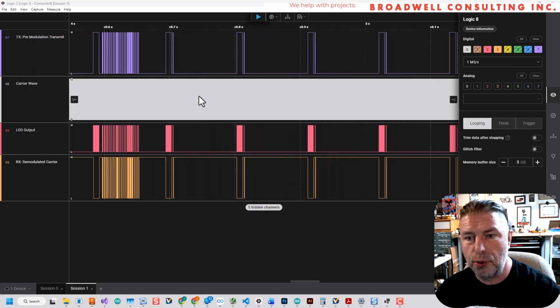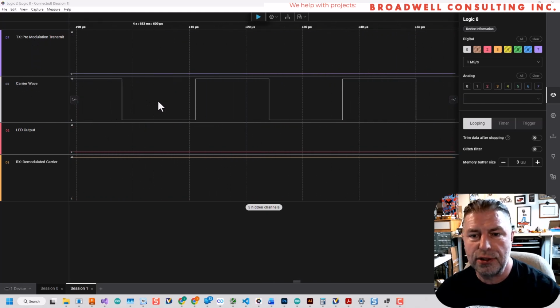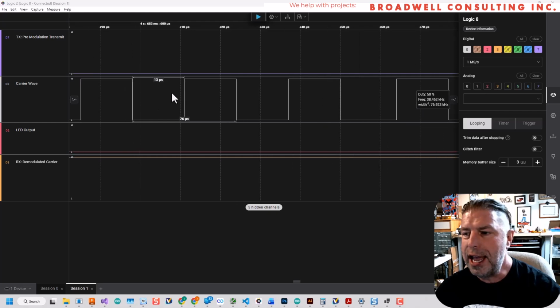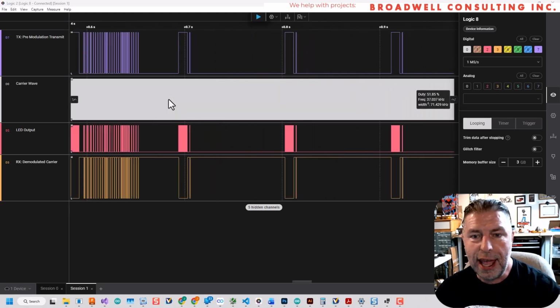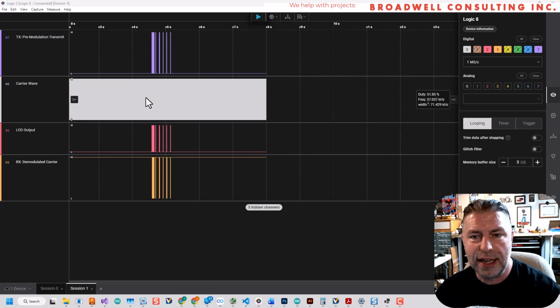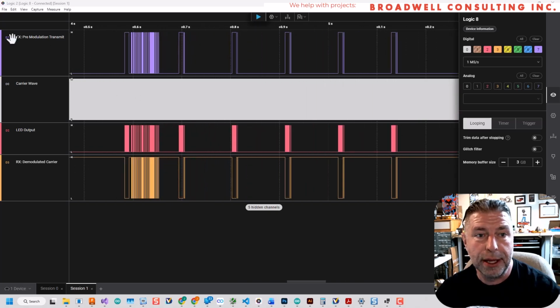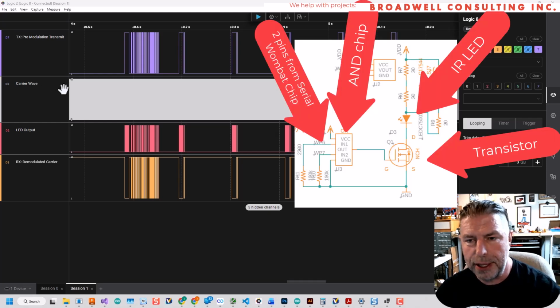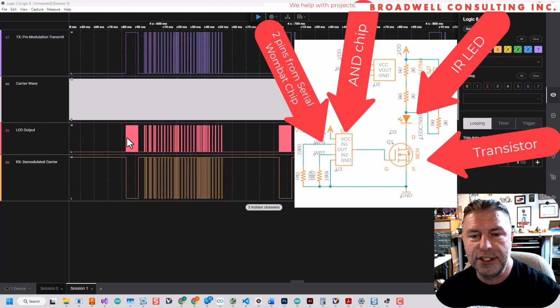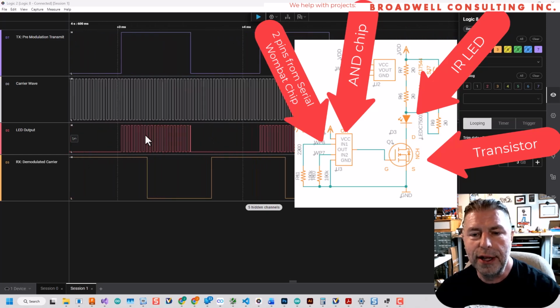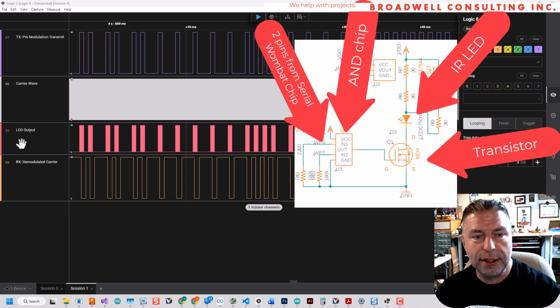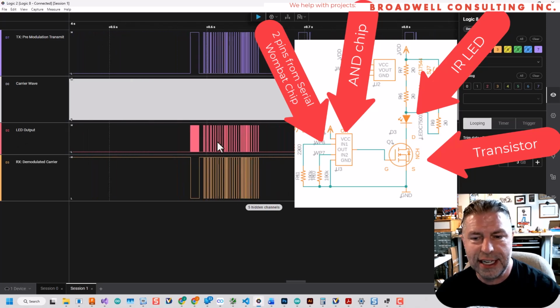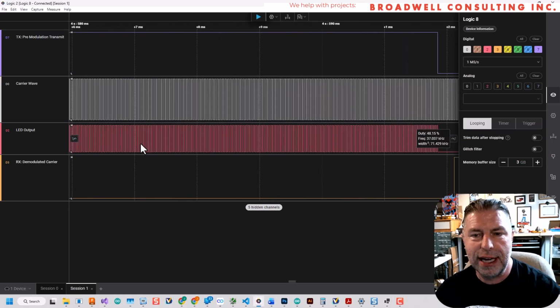Here is the carrier wave. If we zoom in, we can see that this is a wave that just goes up and down at 38 kilohertz. And this is on pin 6 of the Serial Wombat 8B chip. So these 2 signals together go into the AND chip, which is on the REMCON board. And so we get the combination of these 2 signals that come out. And that leads directly to the transistor, which drives the LED.